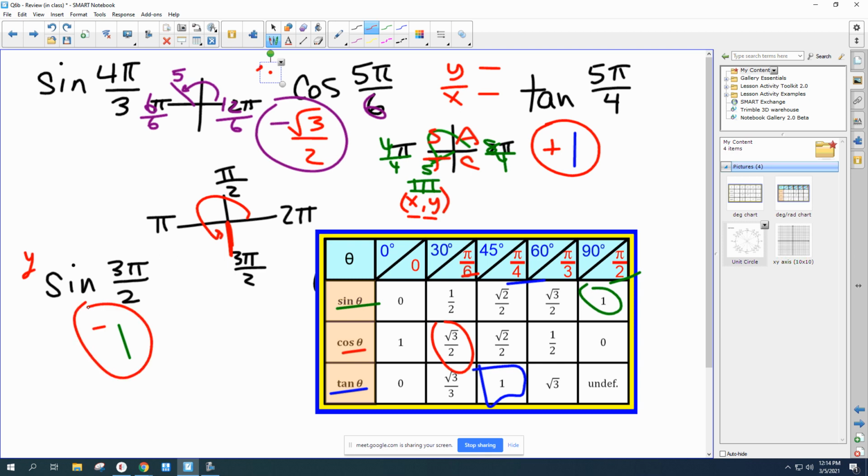Literally, what I'm finding, if you go back and think about the unit circle, I'm finding the y coordinate of that point. Remember, the unit circle has radius 1, right? I'm finding the y coordinate of that point.